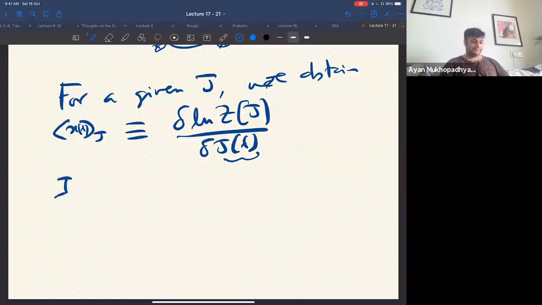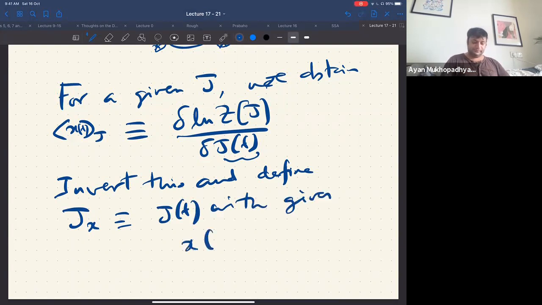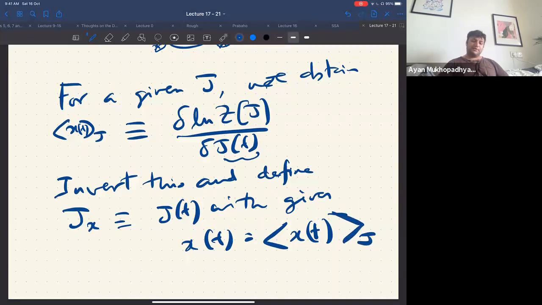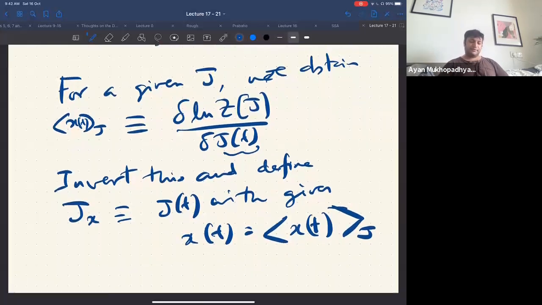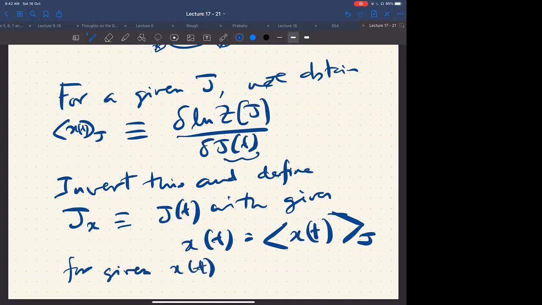So you can invert this and define J_x, which is essentially the J of t that you choose such that the expectation value of x, in the presence of this J, would be this desired function x of t, for a given x of t. Is this definition clear? Sorry, can you explain this statement again?